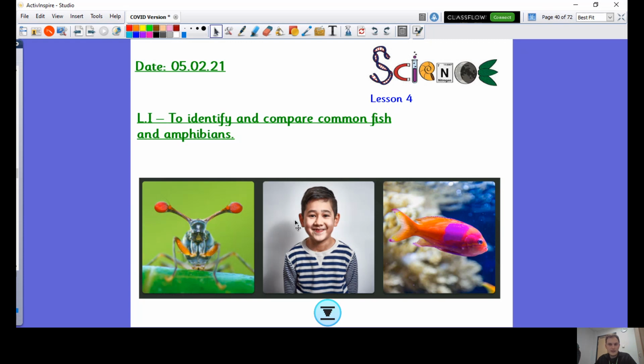Okay, you could have said that this bug is the odd one out because we can't really see his eyes, can we? We don't really know where the eyes are. They might be in the antennae, they might be here, but we can very clearly see the boy's eyes and we can see the fish eye. You may have said that the fish is the odd one out because the fish lives in water and the boy and the insect do not. You may have come up with another brilliant idea.